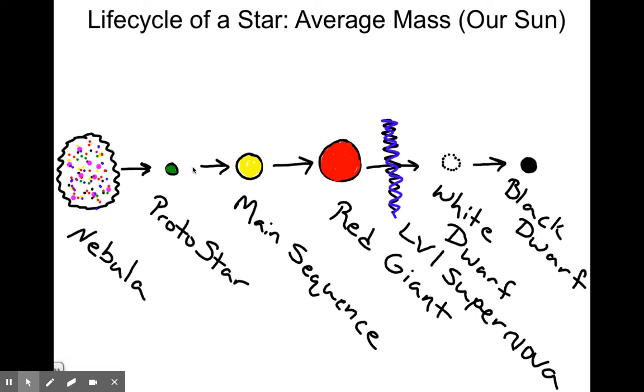And we're going to talk about what each one of these things are as we go through here. But again, you will need to know the order or the life cycle of our sun. So yes, you will have to match the names up to these things.